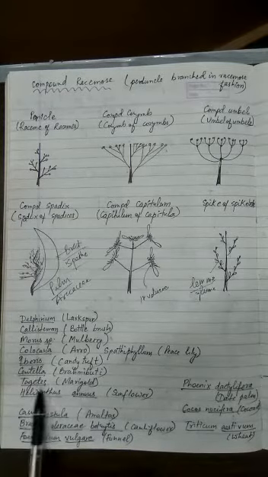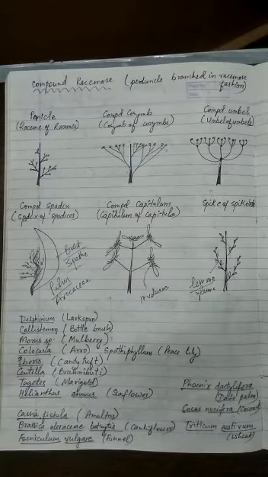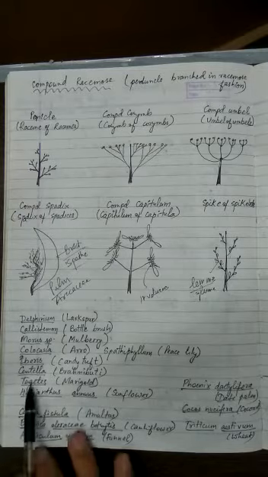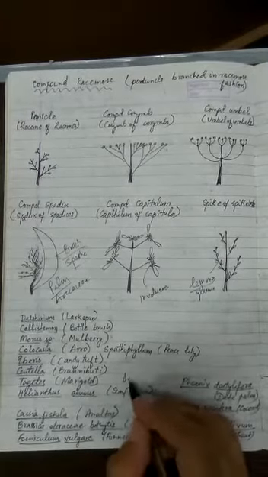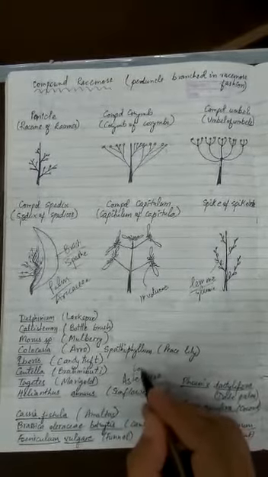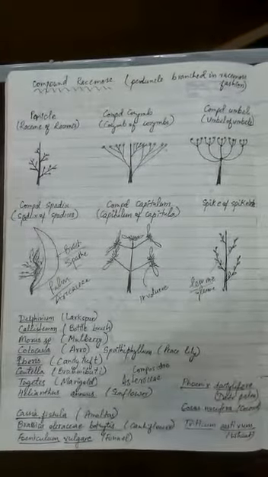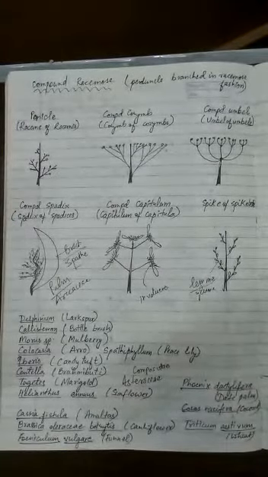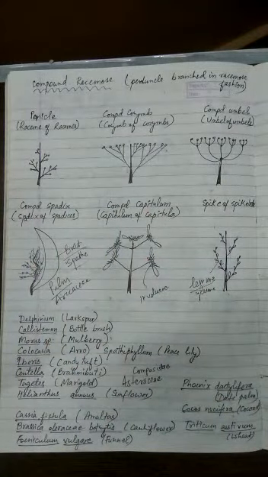Then Tagetes is the marigold. It's an example of capitulum type of inflorescence. Helianthus annuus is the sunflower, capitulum inflorescence. Both of them fall in the Compositae family or Asteraceae family. The other name is Compositae. Then Cassia fistula, I just told you, is a panicle, Amaltas, or Indian laburnum, or golden shower tree of India.